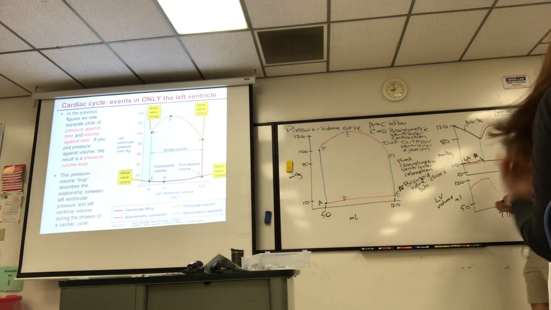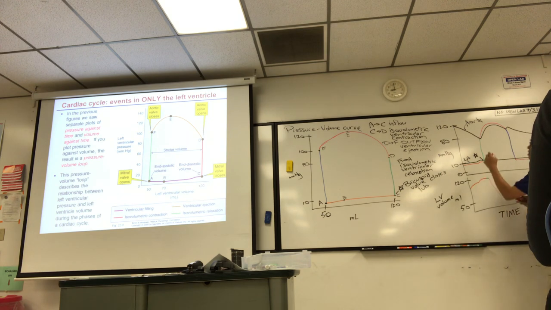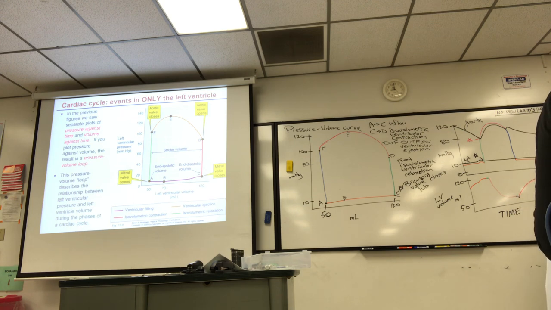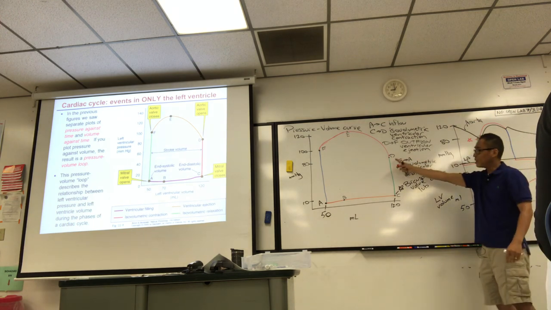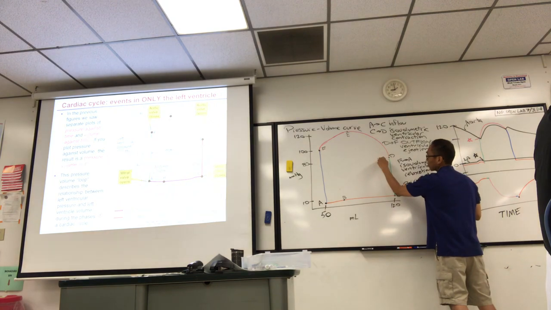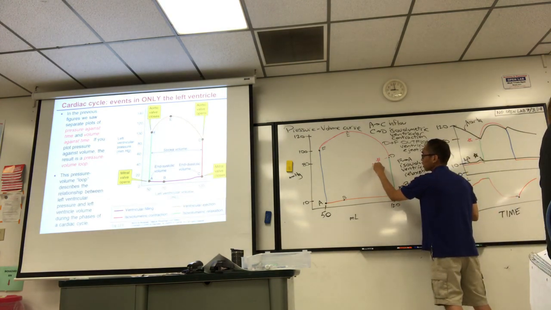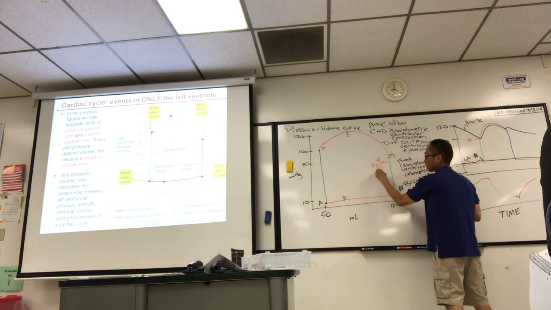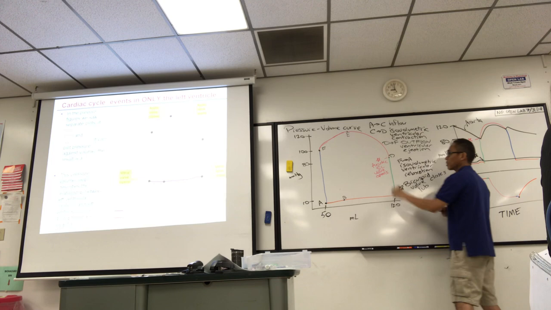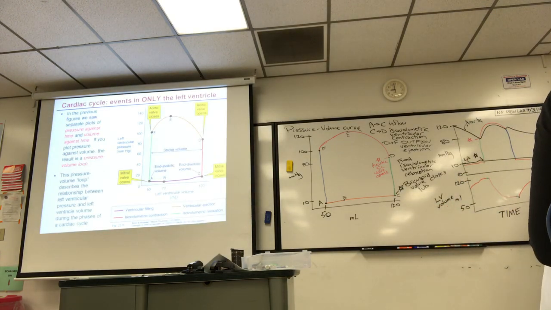I also pointed to right here where the aortic SL valve opens. That's the point at which you've risen to meet aortic pressure, and you can start to push blood into the artery, the aorta. So that red star is where the aortic SL valve opens, and for us, it's point D. At point D, I'll put a red star, aortic SL valve opens. You push out all the blood.